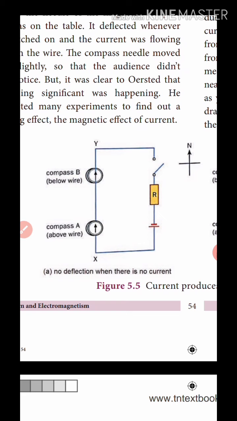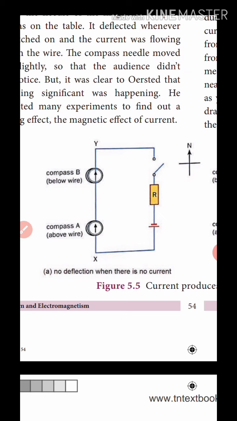It was on 21st April 1820. Hans Christian Oersted, a Danish physicist, was giving a lecture. He was demonstrating electrical circuits in that class. He had to often switch the circuit on and off during the lecture.